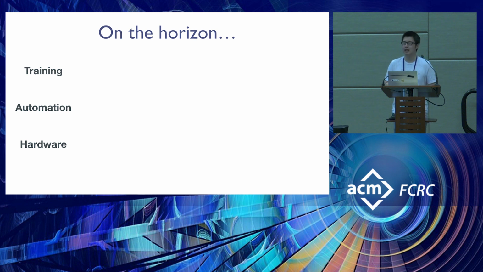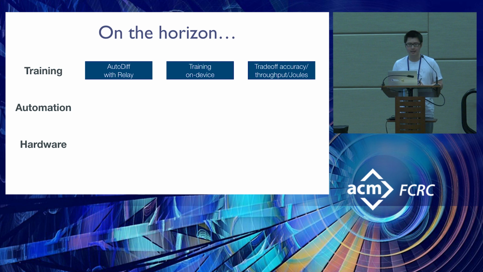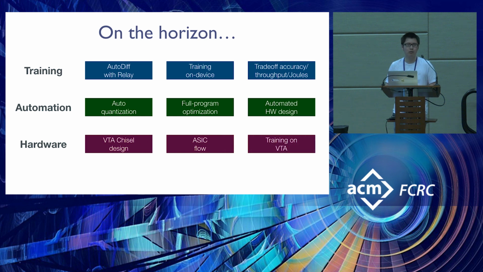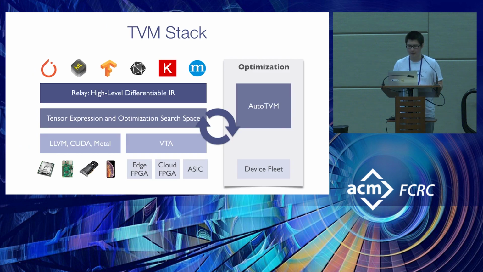So far I've talked about what TVM is now, and there is a lot of effort ongoing in the community as well as at the SAMPL group on pushing different fronts of TVM. This includes supporting more training and automation that allows us to do better quantization, automated hardware design, and so on. We are also moving the hardware design to support Chisel and more FPGAs as well as ASICs.